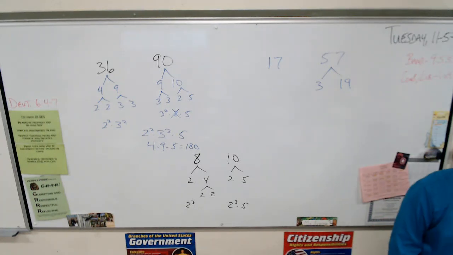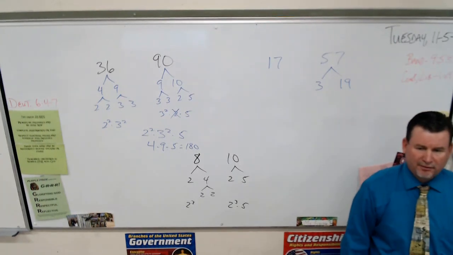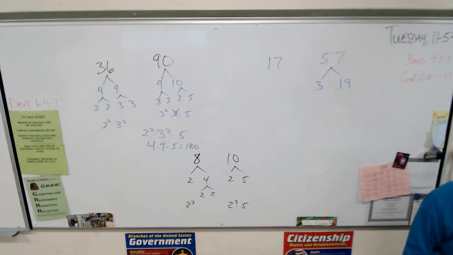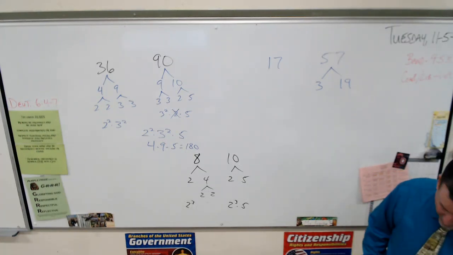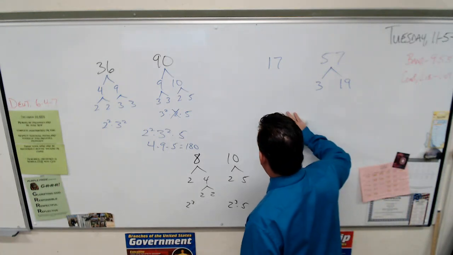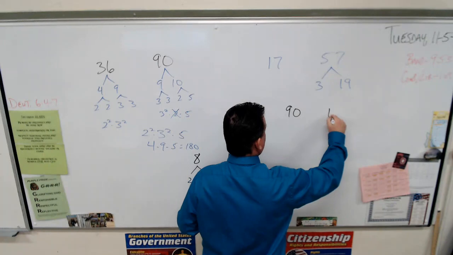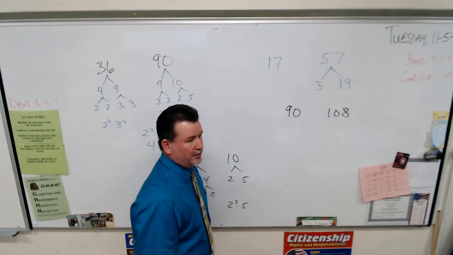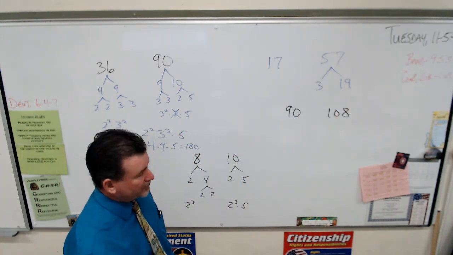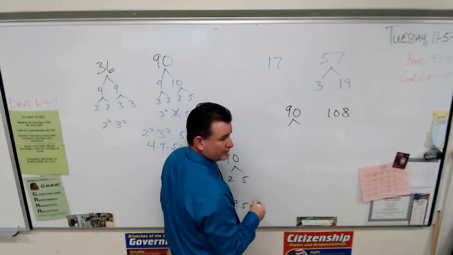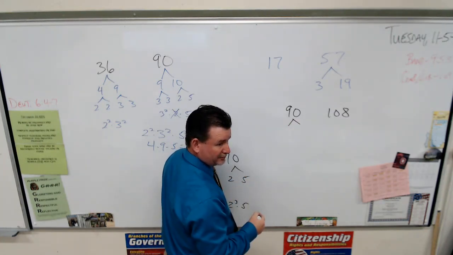90 and 108. Dominic thinks it's 720. What do you want to start with, Noel? 9 and 10?